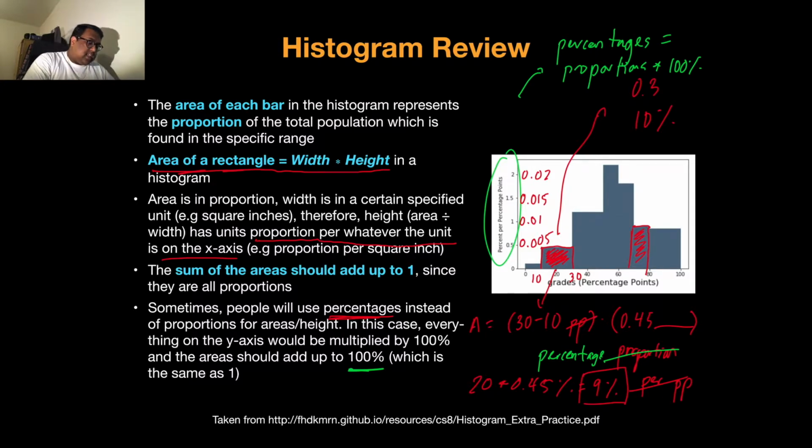That's telling us that 9% of all of the values in the population are between 10 and 30. And so if this is a histogram of students' grades, it's telling us that 9% of students got a grade between 10 and 30. So hopefully that's clear.